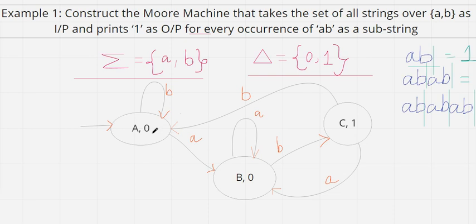That means for the B transition, what will be the output? The output will be 0. I think it's clear to you all how we are considering the output. Then we check one more incoming edge to this state. This is the incoming edge from state C to state A. What is the input? B. Where is it entering? A. What is the output for this state? 0. So the output for this transition will be 0. I think it is clear.